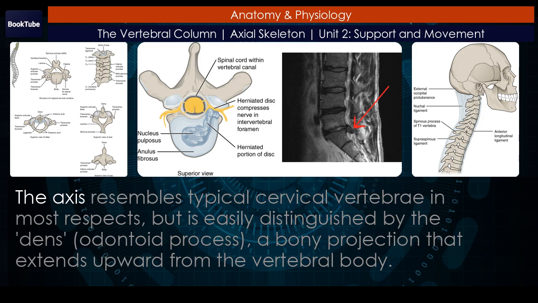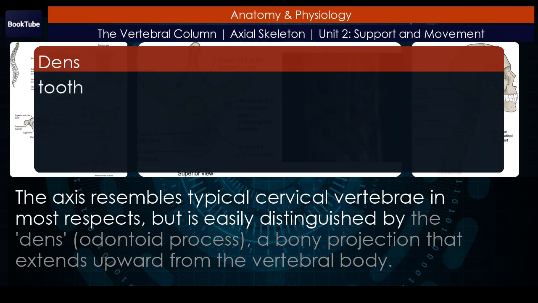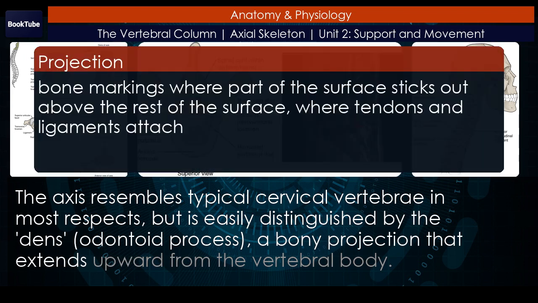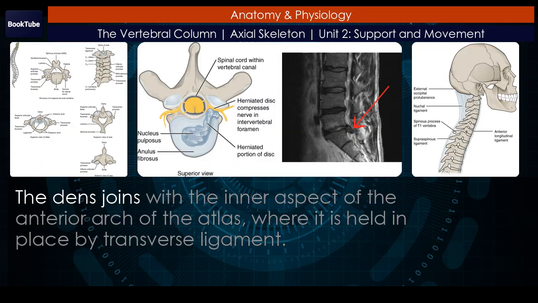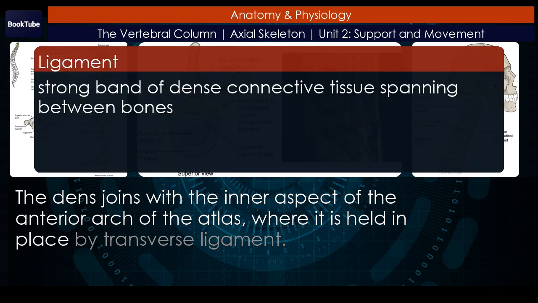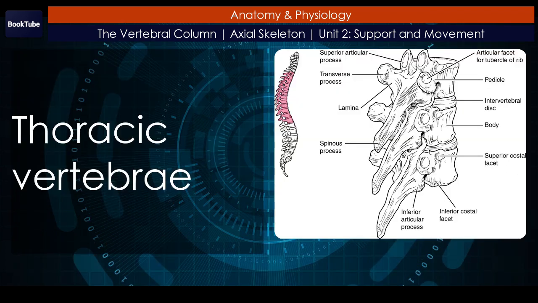The axis resembles typical cervical vertebrae in most respects, but is easily distinguished by the dens, or odontoid process, a bony projection that extends upward from the vertebral body. The dens joins with the inner aspect of the anterior arch of the atlas, where it is held in place by the transverse ligament. Thoracic vertebrae.